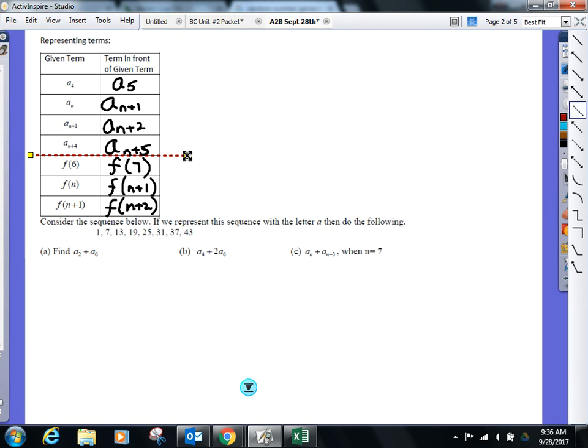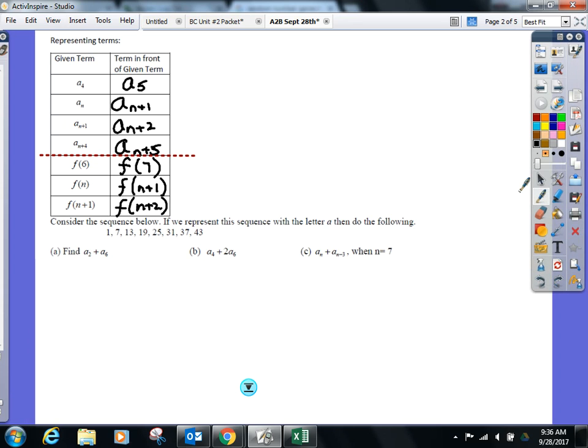Let's apply it. I've got this finite sequence down below. It ends. All right, here's what I want you to do. First one, find a subscript 2. What's that telling me? Second term. So go ahead, pick the second term off. What is it? 7. And add it to the 6th term, which is 31. Okay, so the second term, 7, plus the 6th term, 31, for a grand total of 38. How are we doing right now?